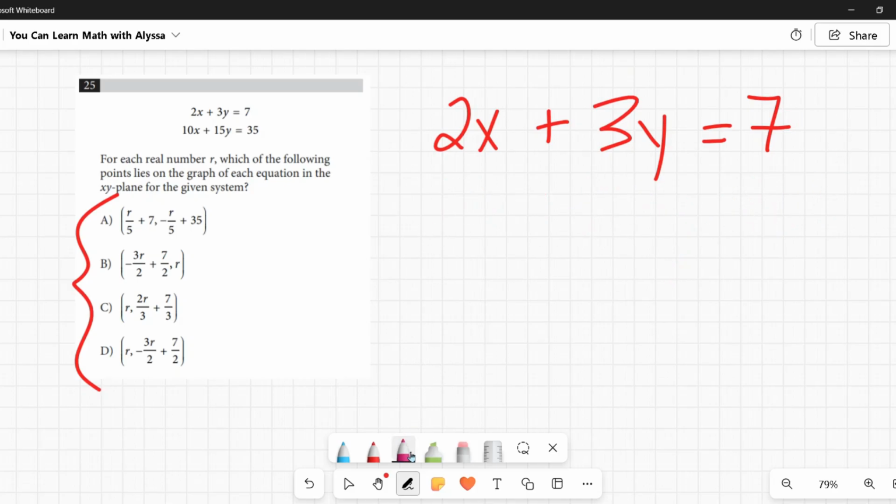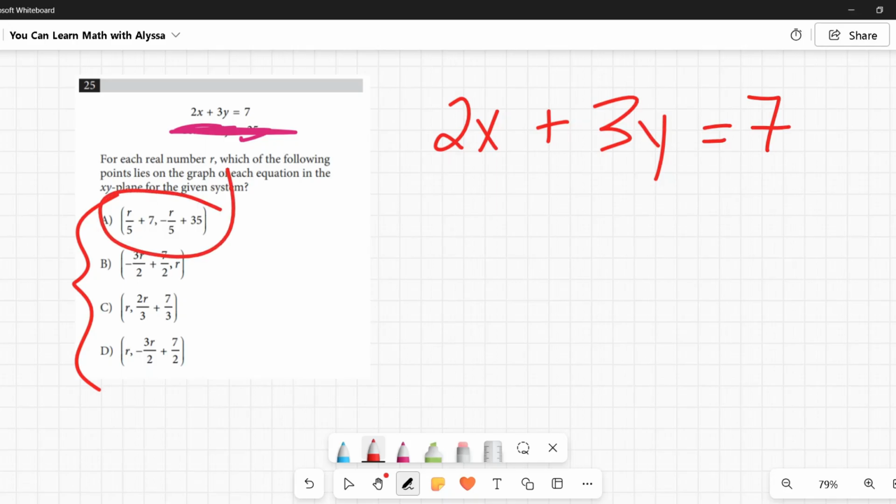So let's forget about that 10x plus 15y equals 35 because that's a more complicated one. Let's just focus on 2x plus 3y equals 7. And what do we have here? What is this? It is saying if I pick any real number, the x and y value will somehow be represented by this.